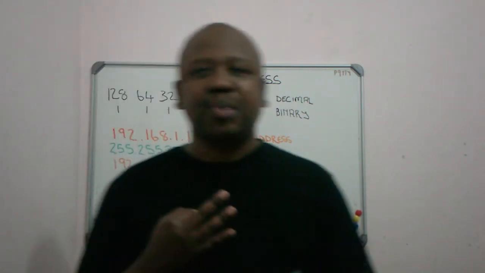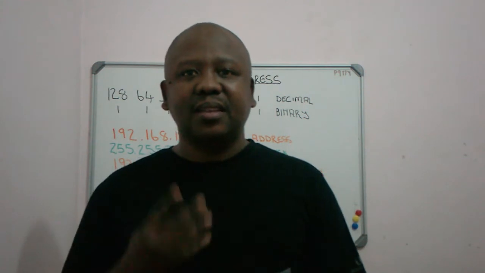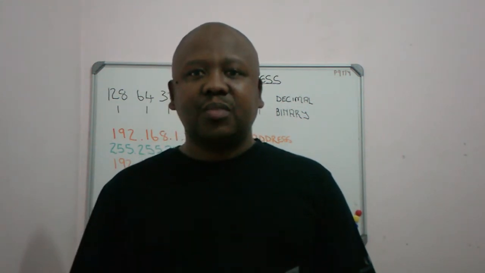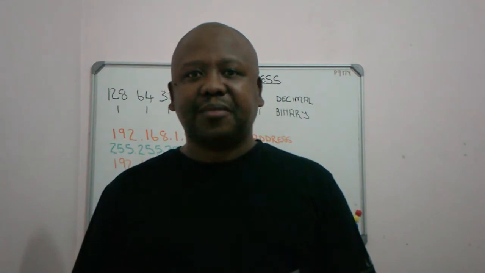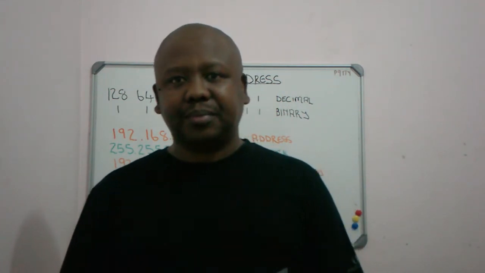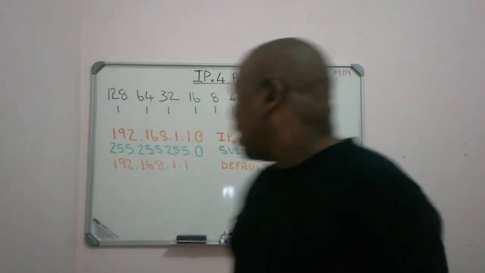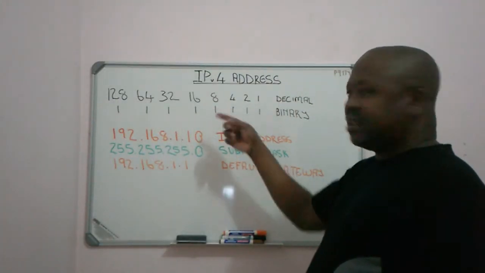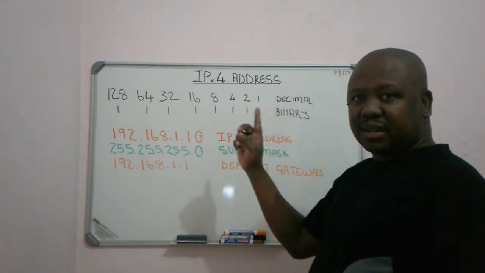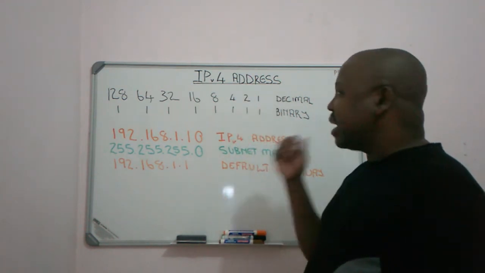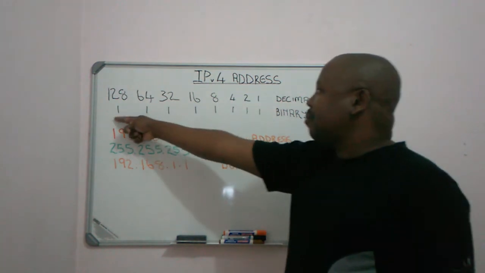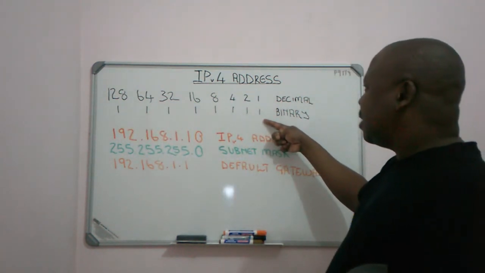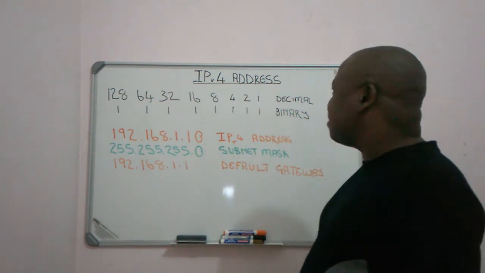IPv4 is a 32-bit address divided in 4 octets. Each octet is between 0 and 255 in decimal number. An octet is made up of 8 bits. A bit is either a 0 or a 1. It's base 2, it's a binary number. If all bits are on or are 1, they add up to 255.